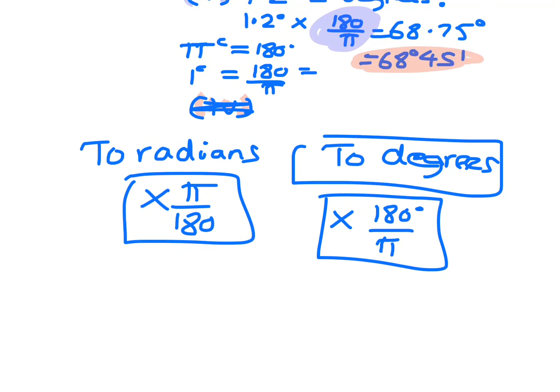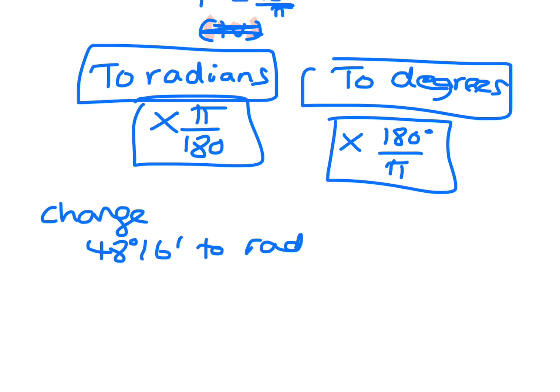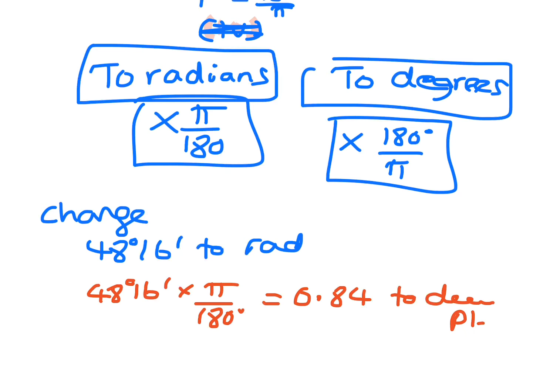So I just want you to think about this here. Right, so 2 radians is that one. So let's just change 48 degrees 16 minutes to radians. Okay, so you just get your 48 degrees 16 minutes. I want to change it to radians, so I put the radians on top. So 48 degrees 16 minutes times pi divided by 180 equals 0.84. That will be to 2 decimal places.